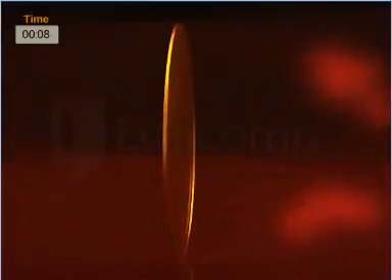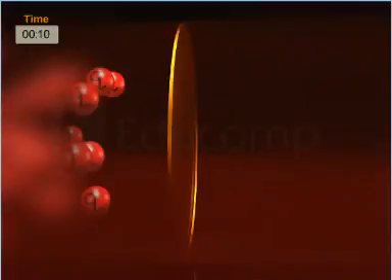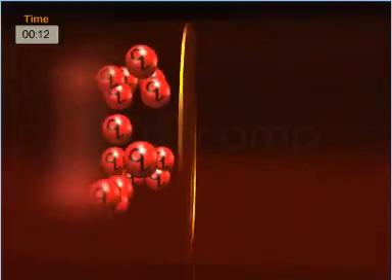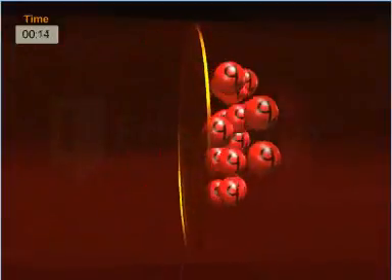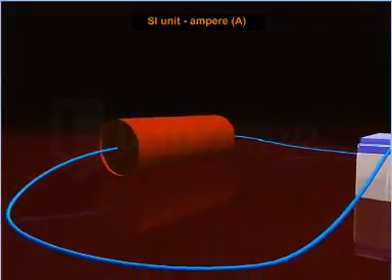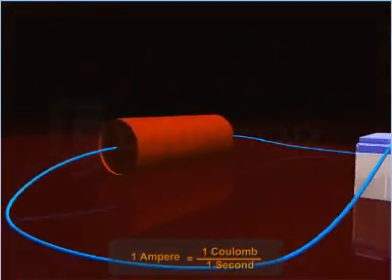Therefore, the electric current through a given area of a conductor is defined as the net charge passing through that area per unit time. The SI unit of electric current is ampere. Electric current is equal to 1 ampere if 1 coulomb of charge flows in 1 second.